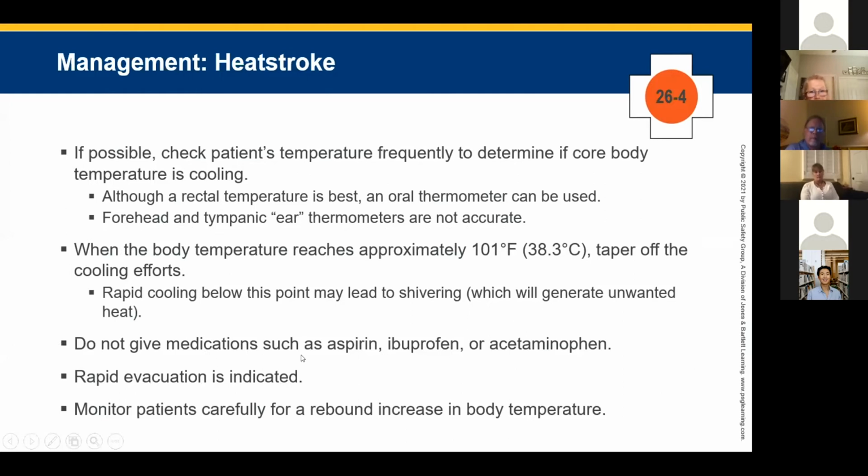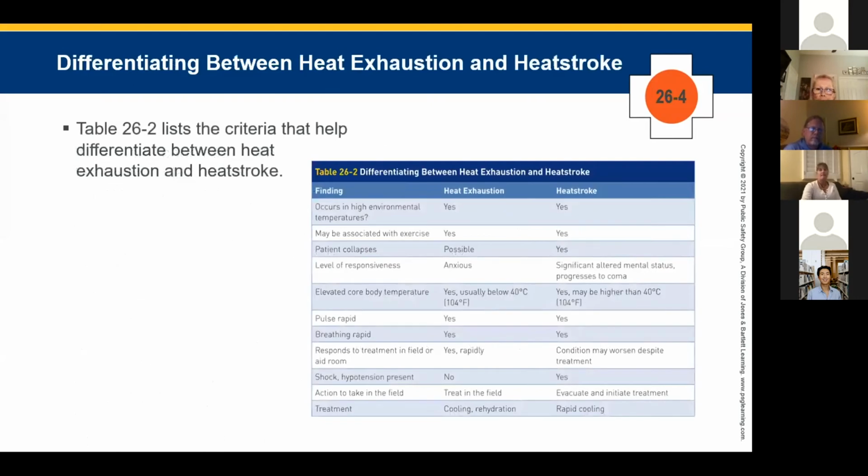Do not give medications such as aspirin or ibuprofen. Does anyone know why? Those thin the blood. Exactly. Monitor the patient carefully for a rebounding increase in body temperature. Okay, so we've gone through this. Heat exhaustion, heat stroke. Know this, as you can see it. It'll probably be on your test.